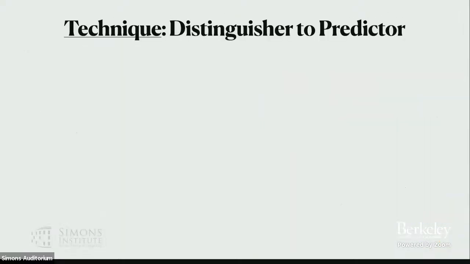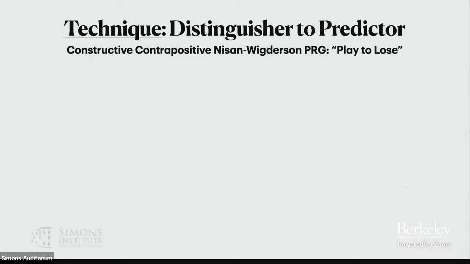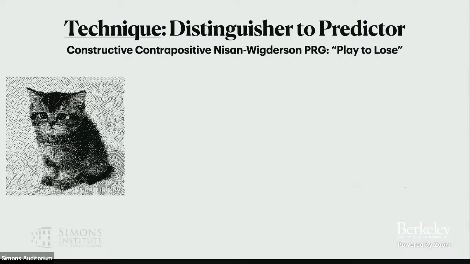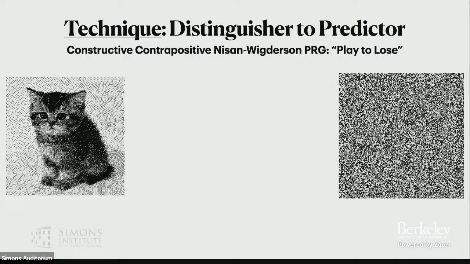Okay, I'm not going to tell you anything about the proof techniques, except I'm going to show you this picture. We abuse the Nisan-Wigderson PRG in the reverse direction. And a nice idea from that is just a hybrid argument. We pick two endpoints, two different distributions. This is a picture of a kitten, and this is randomly sampled pixels.